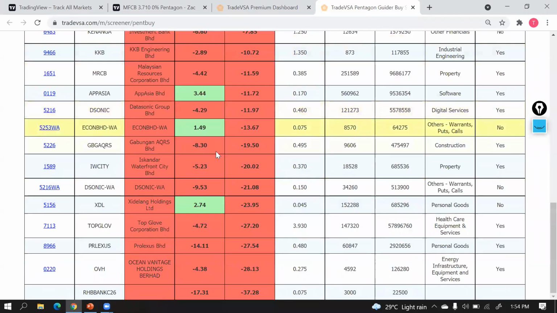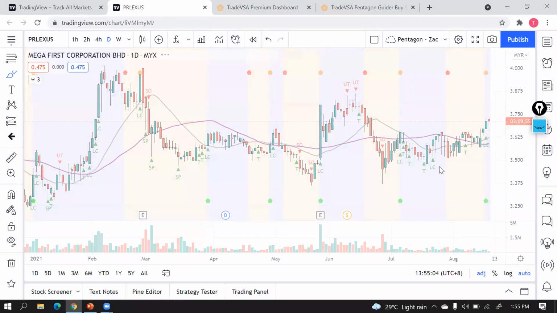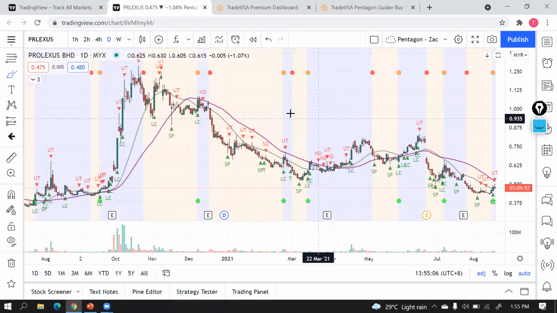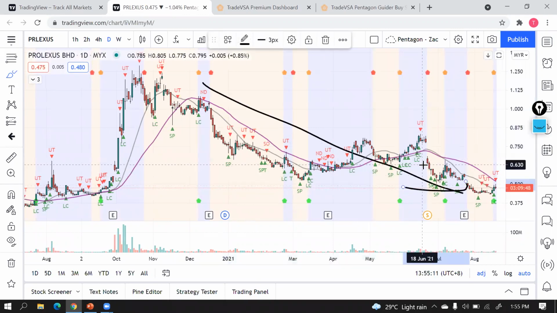Now let's go for one that is in red, for example this is Prolexus. Previously I was looking into discounted stocks as well. The hit zone rate is below 14% of the 50 MA and below 27% of the 200 MA. So let's look into Prolexus. Immediately, from the screener, I know that this is a downtrend stock.